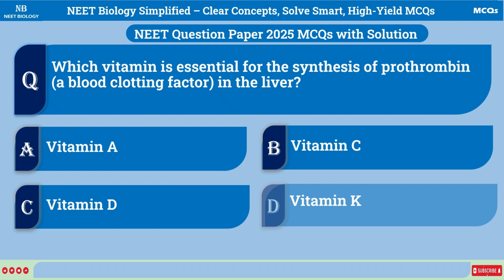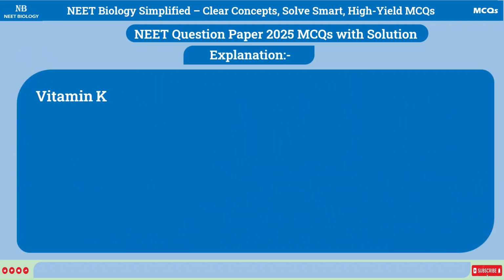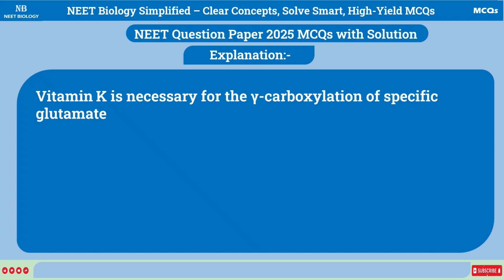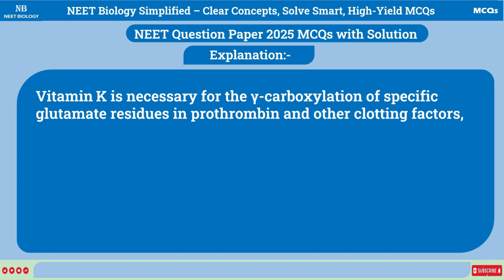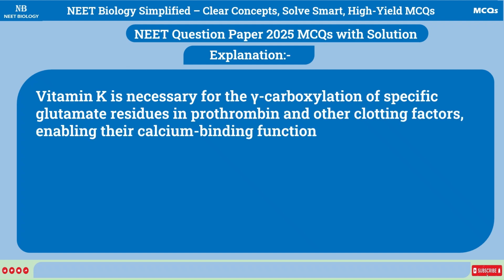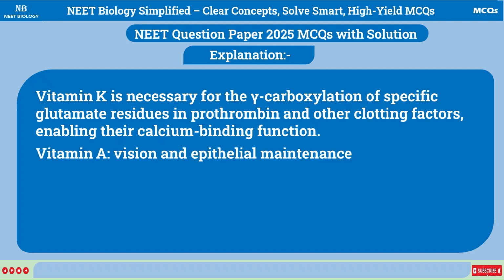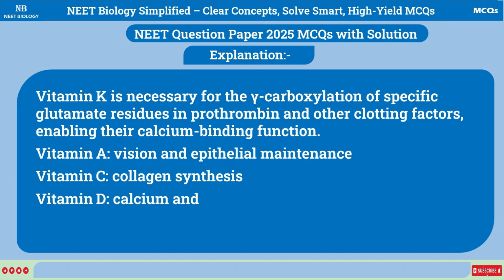Correct answer is D. Vitamin K. Explanation: Vitamin K is necessary for the gamma carboxylation of specific glutamate residues in prothrombin and other clotting factors, enabling their calcium binding function. Vitamin A, vision and epithelial maintenance. Vitamin C, collagen synthesis. Vitamin D, calcium and phosphate homeostasis.